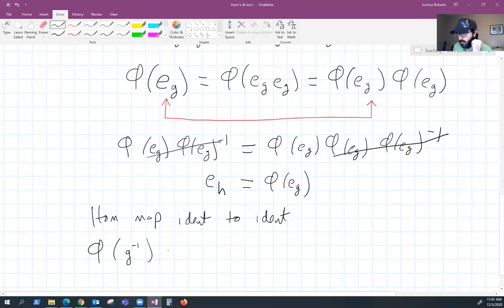You can play a similar type of game and get also that a homomorphism applied to the inverse of an element is equal to phi of G inverse. So all of those properties come from just the definition of what a homomorphism does.